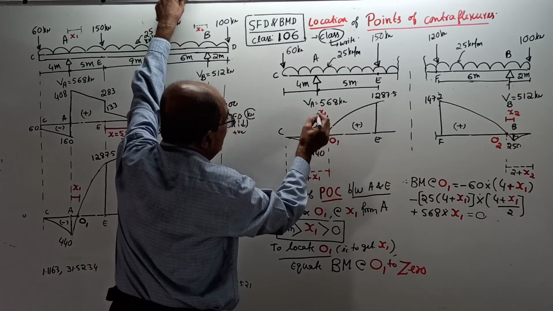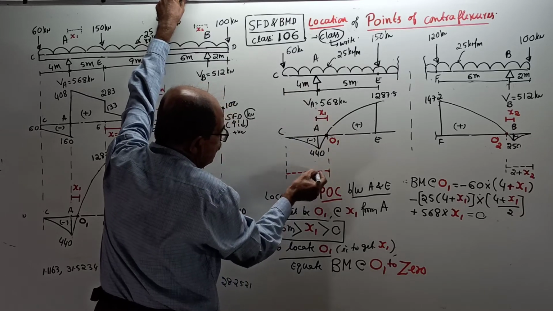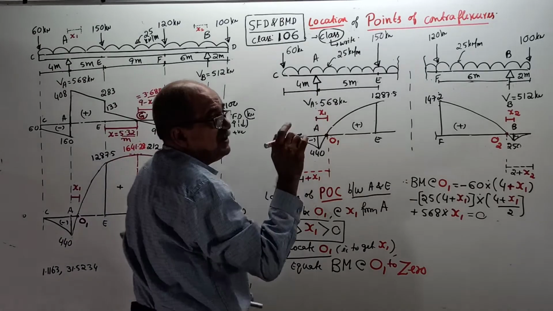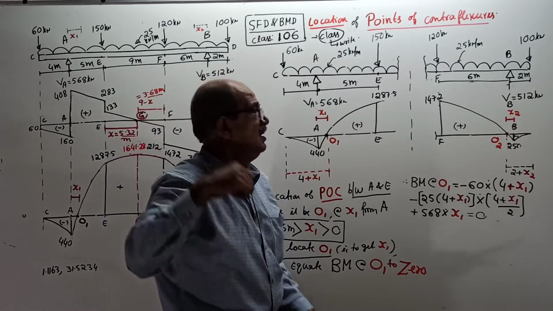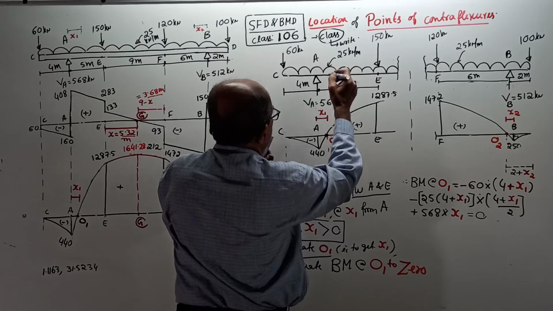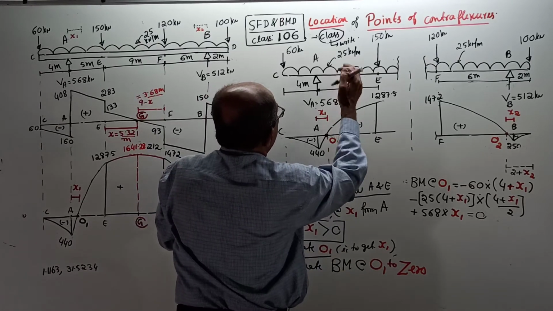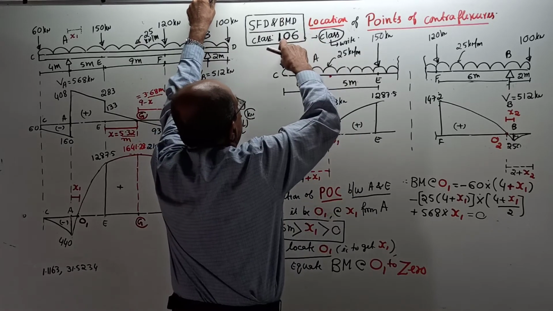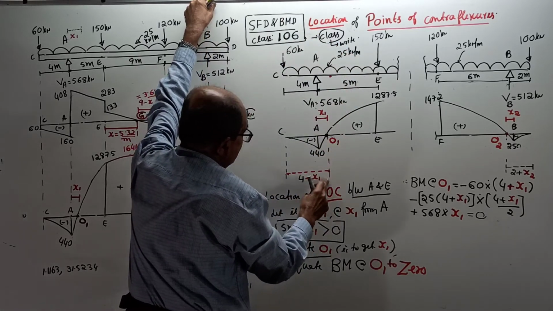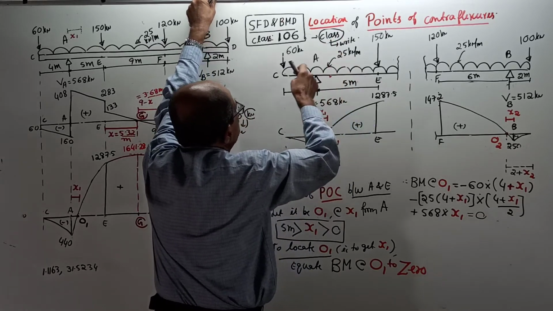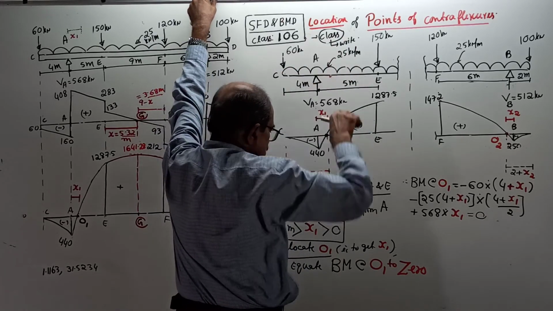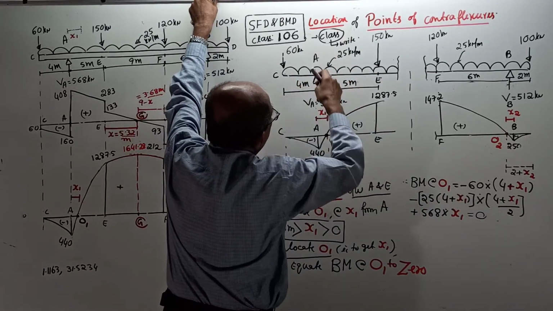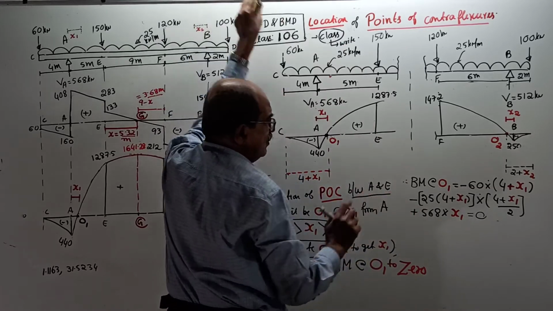If this is x1, this is 4. This will be 4 plus x1. If you have confusion here, you can refer here the first time. After practice, refer there only. Here bending moment equal to, this is 4 plus x1, that point O1 is somewhere here, minus 60 into this distance 4 plus x1, minus 25 into 4 plus x1 into 4 plus x1 by 2, plus 568 into x1, equal to 0.